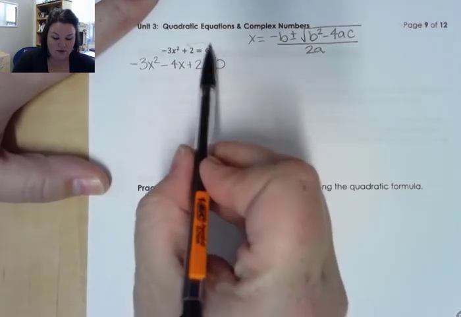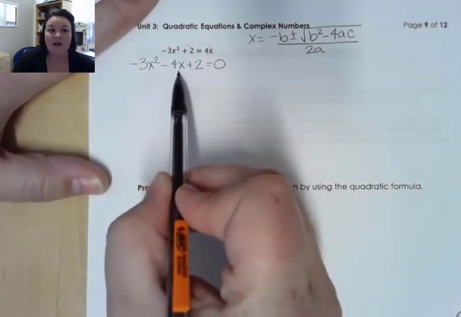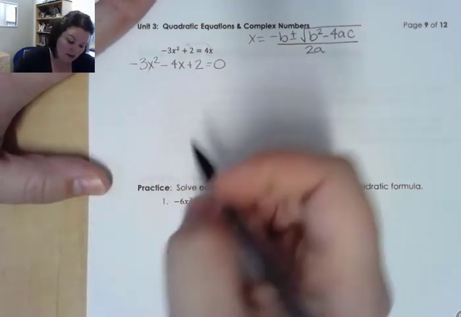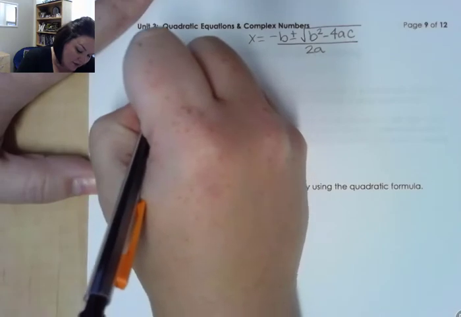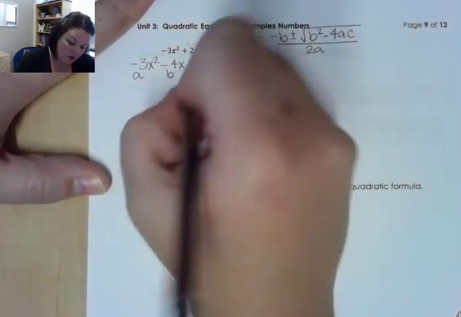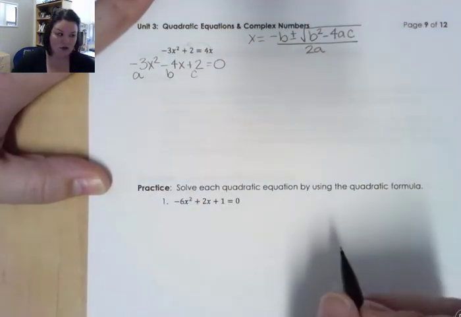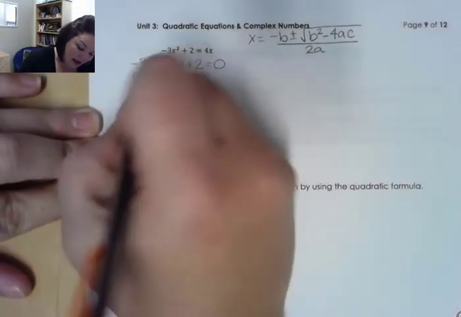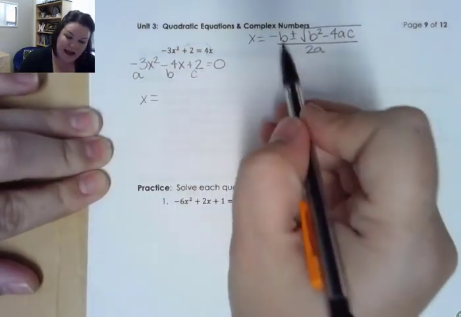So not only did I move my 4x to the other side by subtracting, but I made sure I put it in the correct spot, right? My x squared goes first, then my x, then my constant term. So this means that my a is negative 3, my b is negative 4, and my c is 2. So once I know what all my numbers are, now all I have to do is plug them into my formula.